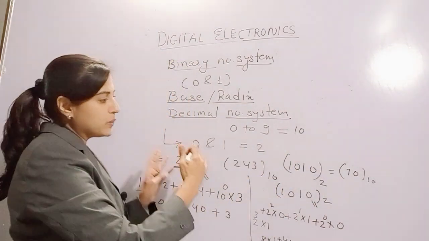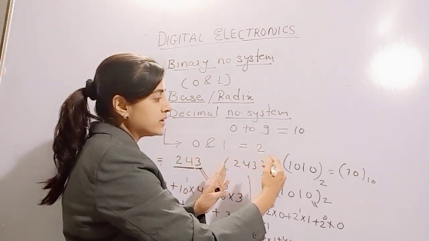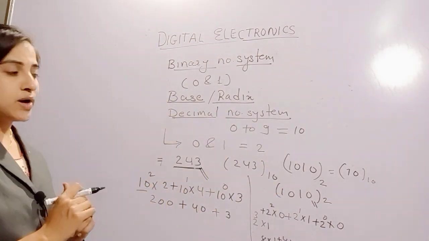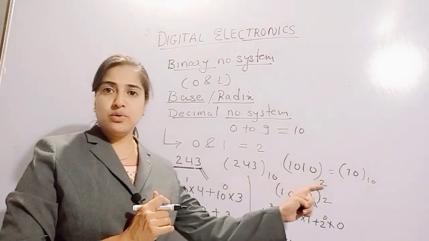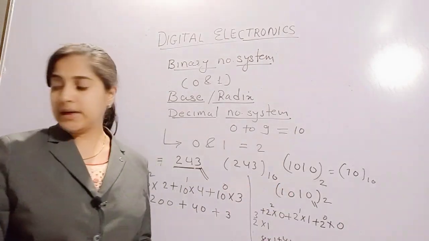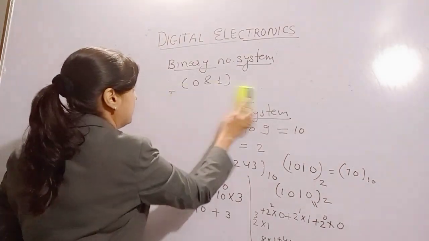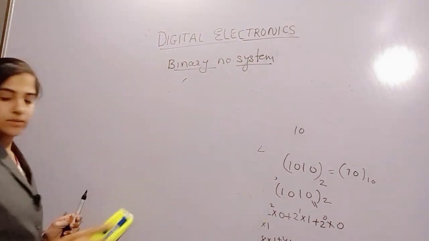So this way, what we have done here is converted the binary number into a decimal number. This is the method for converting a binary number into a decimal number, right? I'll take one more example to make it clearer. Take one number.